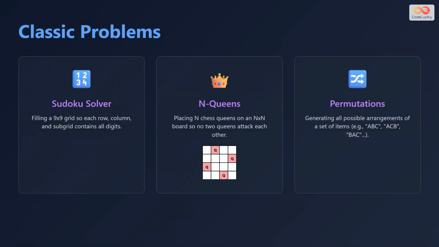You will see this pattern appear in many classic coding interviews. The Sudoku solver uses it to fill the grid. The N-Queens problem asks you to place queens on a chessboard so they do not attack each other. And it is the standard way to generate permutations, or all possible arrangements of a list of items. Mastering backtracking gives you the key to solving all of these.